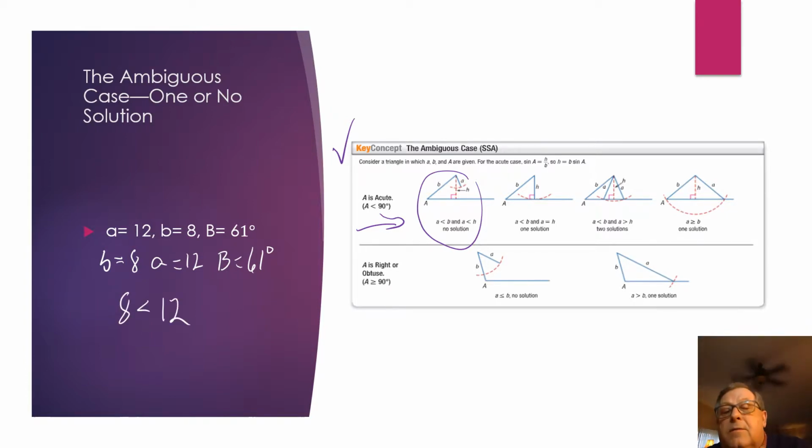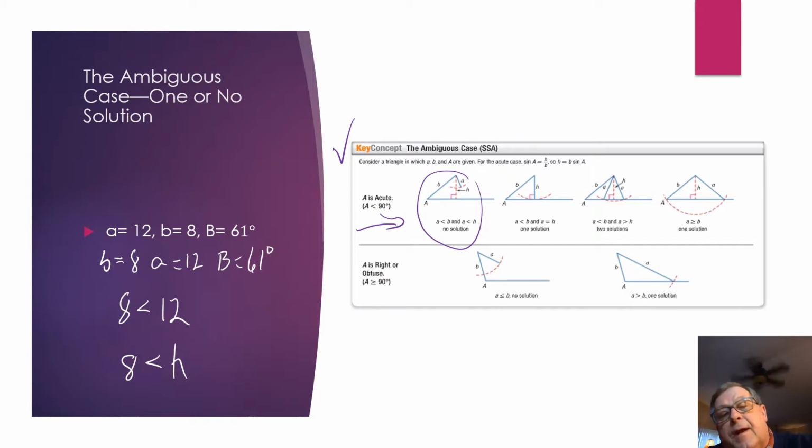So now I'm going to take the second half of this, which says, in our case, is b, is 8, less than h? That's what I'm trying to find. And that'll help tell me whether I've got no solution, one solution, two solutions, or whatever. Now, that brings us to how can I find h?